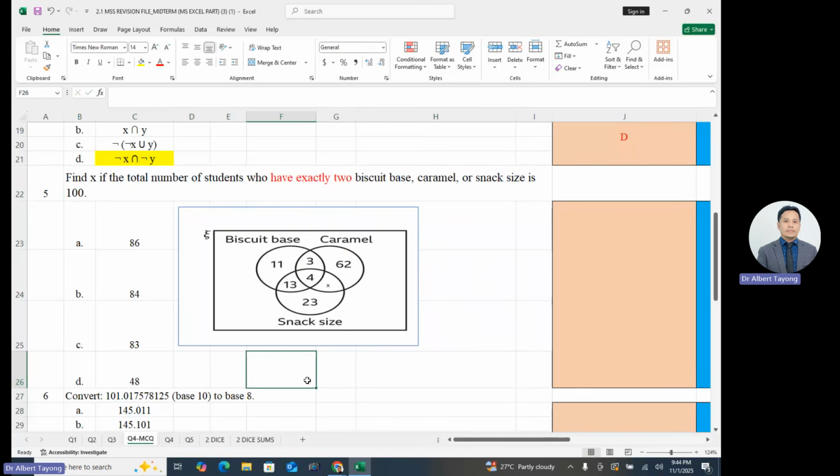So to get the answer, equals 100 minus 3 minus 13, because the total is 100. So we have to subtract these two. Answer is 84. So 84 plus 3 plus 13 equals 100. So the answer is B.